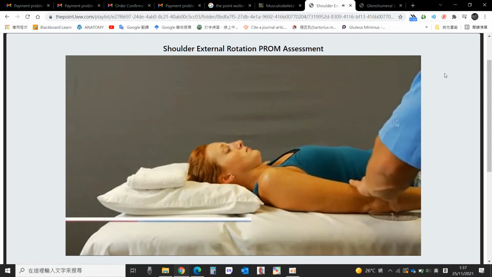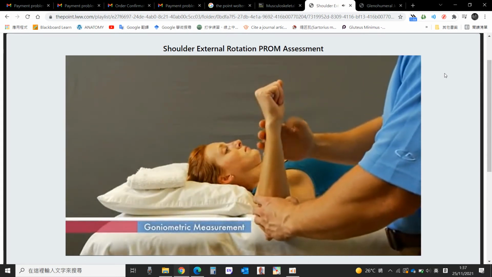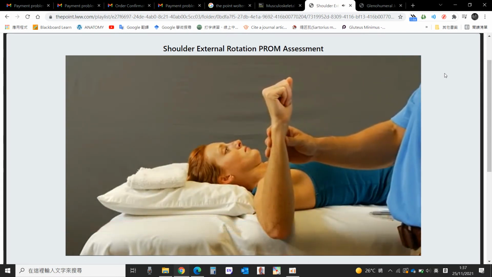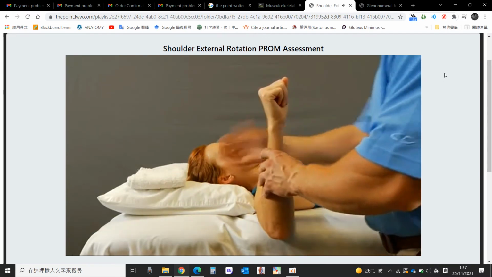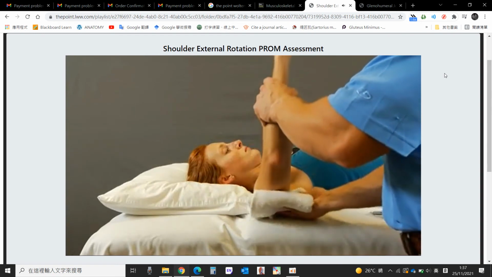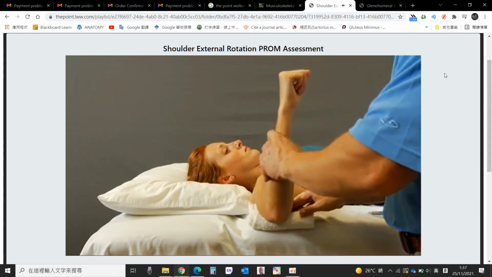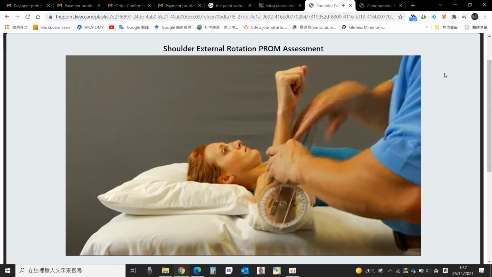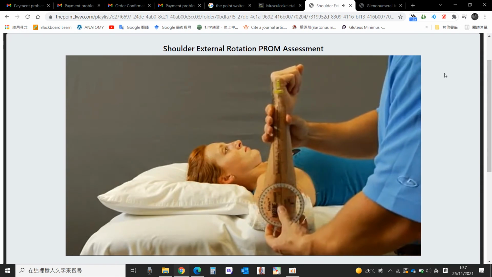The patient is prone or supine as shown here. The shoulder is in 90 degrees of abduction. The elbow is flexed to 90 degrees and the forearm is in mid-position between supination and pronation. A towel under the humerus may help with position. The axis is placed on the ulnar olecranon process.